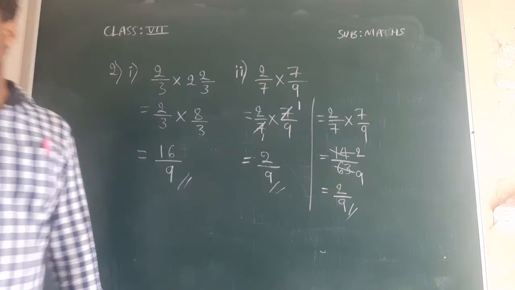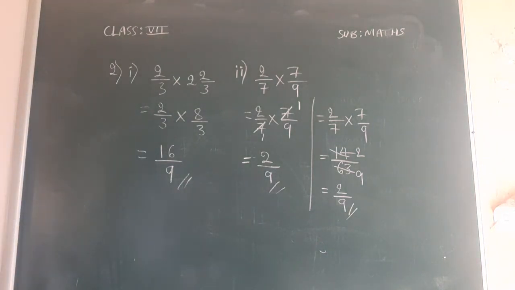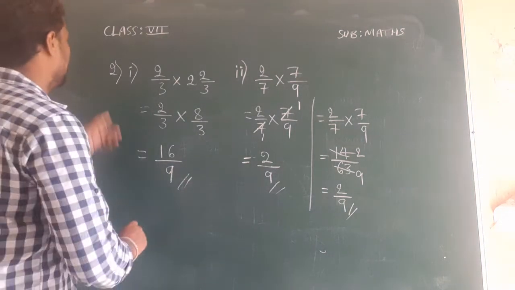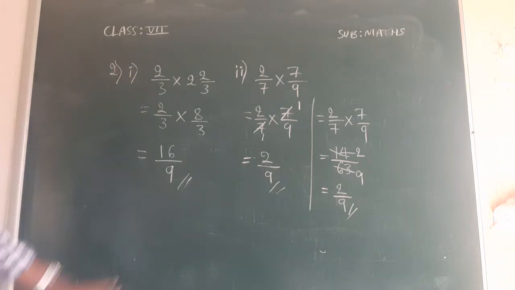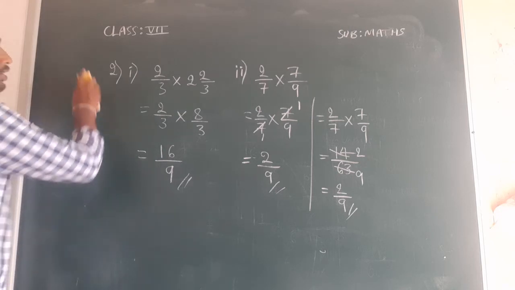Okay? So now these are the two problems of the second main question of your exercise 2.3. Like this only, solve the remaining 4 to 5 problems in this exercise. If you got any doubts, you can contact me. Okay? Now I will move to the third question of this exercise.